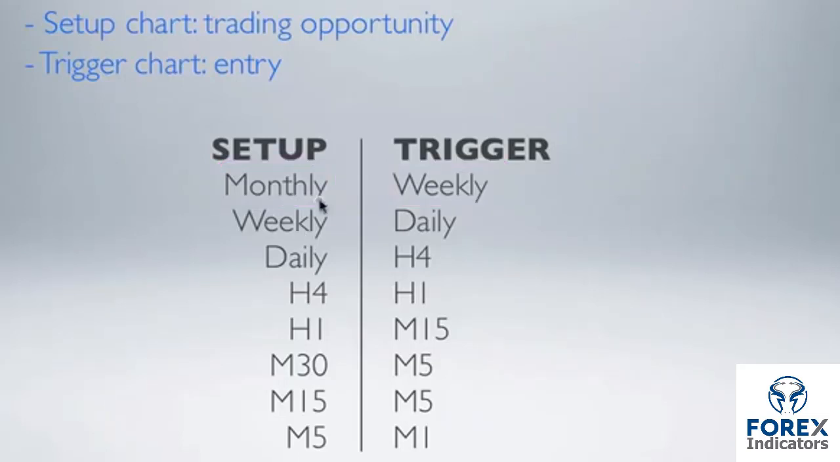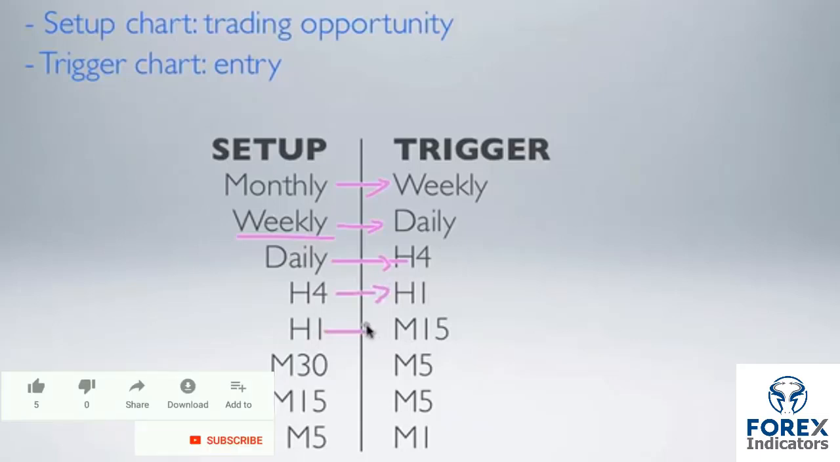So with the monthly time frame, you will zoom into the weekly time frame when it comes to pulling the trigger. If the trend is recognizable on the weekly time frame, then you will zoom into the daily, and so on down the chain: 4 hours, 1 hour, 30 minutes, 15 minutes, 5 minutes, 1 minute.